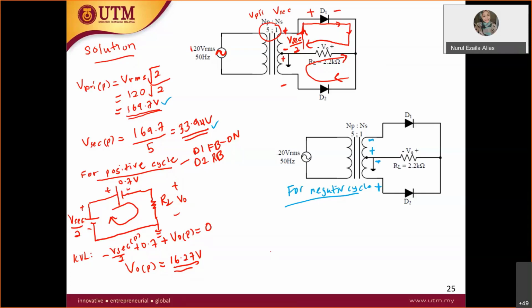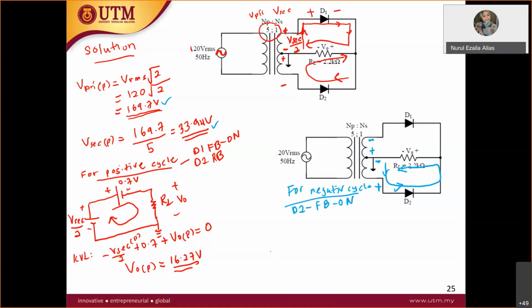From your glance through, which diode is forward biased in this case? You have current in this direction, going through D2 like this and going back to the V out. So this is your current direction. In this case, diode D2 will be forward biased, on.